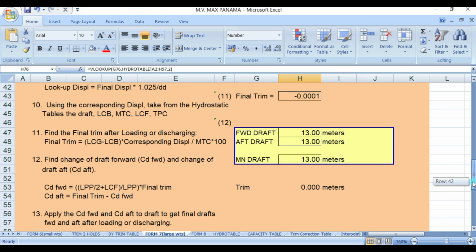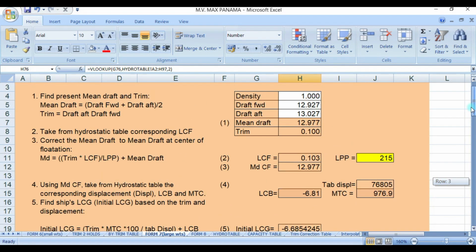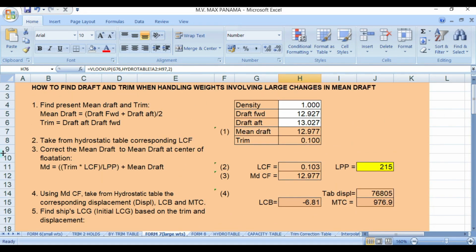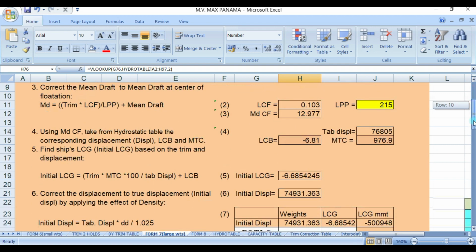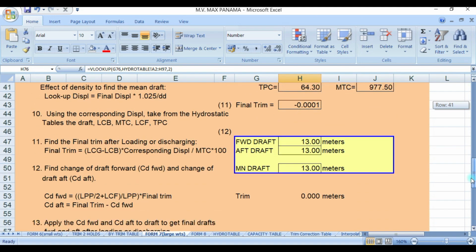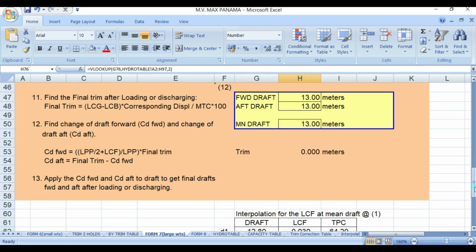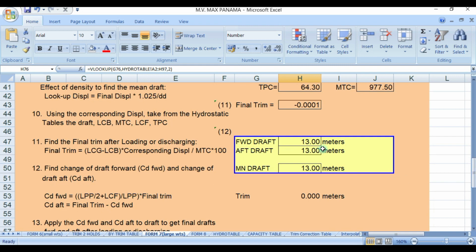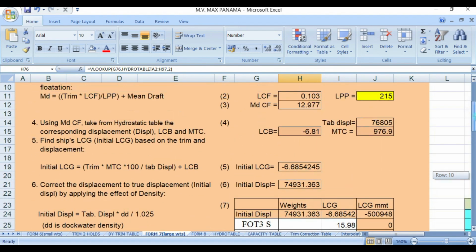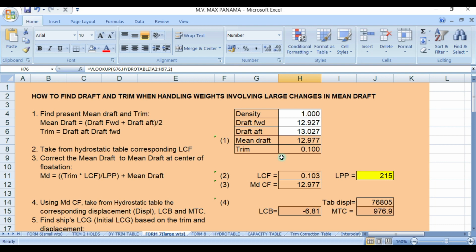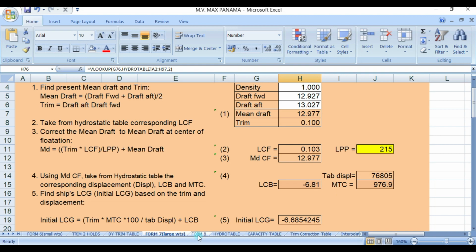So by reviewing this video, and you start from item number 1 going down to item number 13, you will arrive at the draft forward of 13 meters, aft draft of 13 meters, and mean draft of 13 meters. So this is one way of checking if your computation would be correct when you are using this formula.